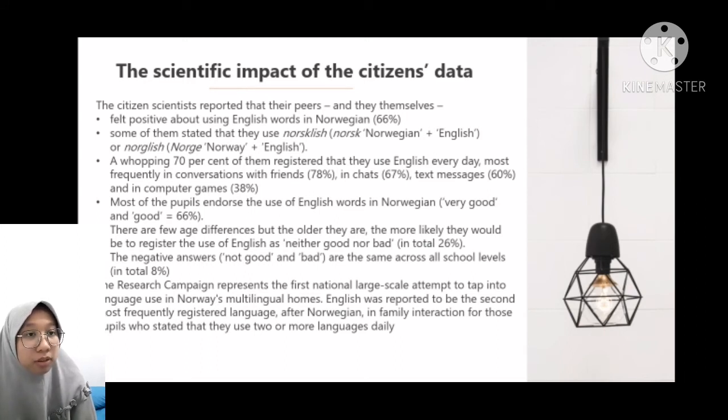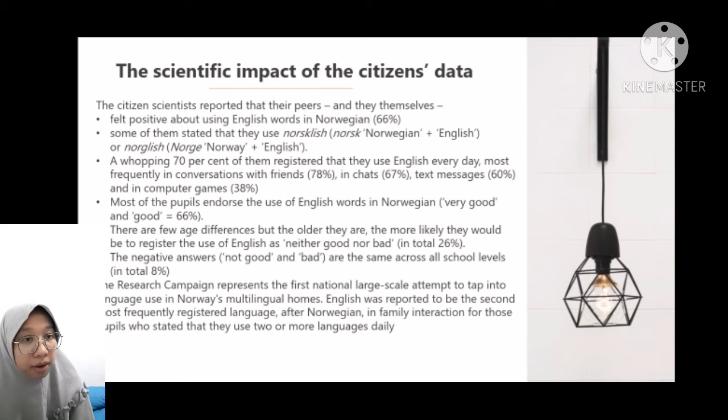A whopping 70% of them registered that they use English every day, most frequently in conversations with friends, 78%, in chats, 67%, text messages, 60%, and in computer games, 38%. Most of the pupils endorse the use of English words in Norwegian, very good and good, 66%. There are few age differences, but the older they are, the more likely they would be to register the use of English as neither good nor bad, in total 26%. The negative answers, not good and bad, are the same across all school levels, in total 8%.